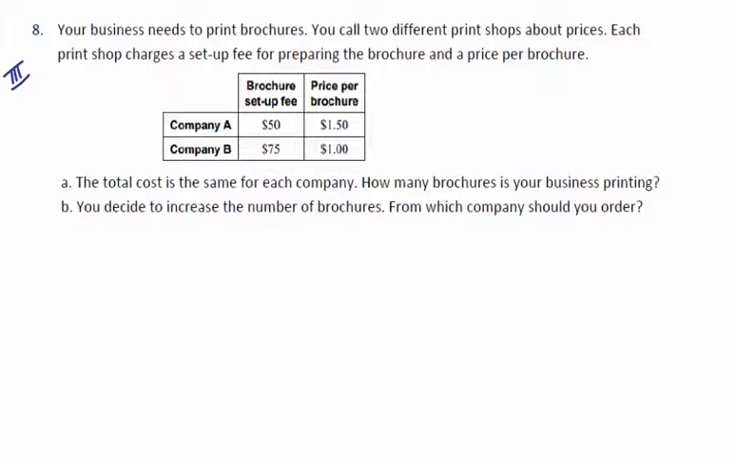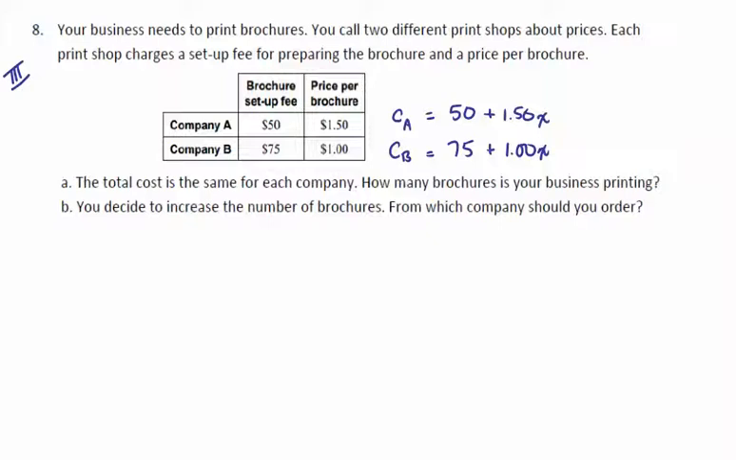Your business needs to print brochures. You call two different print shops about their prices. Each print shop charges a setup fee for preparing the brochure and then a price per brochure. So for company A, we would have a $50 one-time setup fee. We don't pay that for every brochure, and then $1.50 for every brochure that we print. We don't know how many brochures we'll print, but we plug in that number and we'll get the final cost. For company B, it would be $75 plus $1 for each brochure.